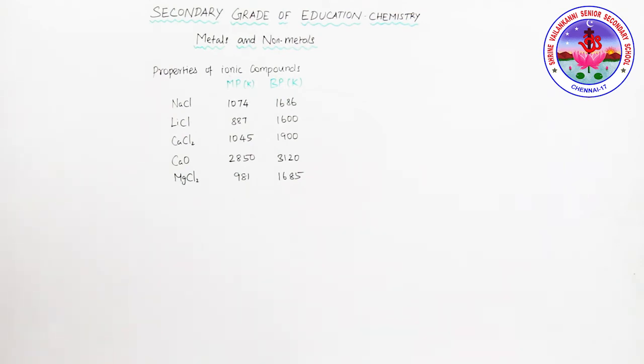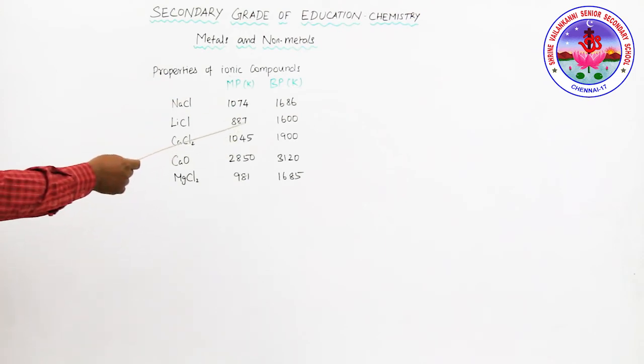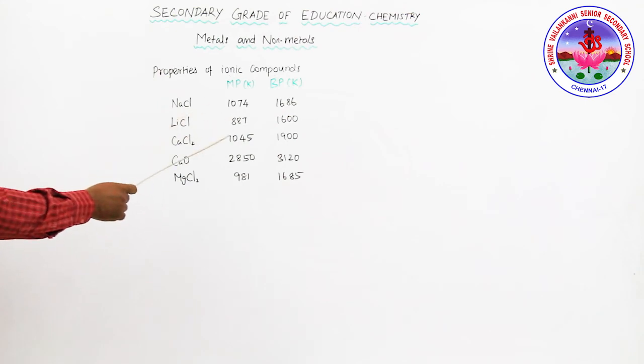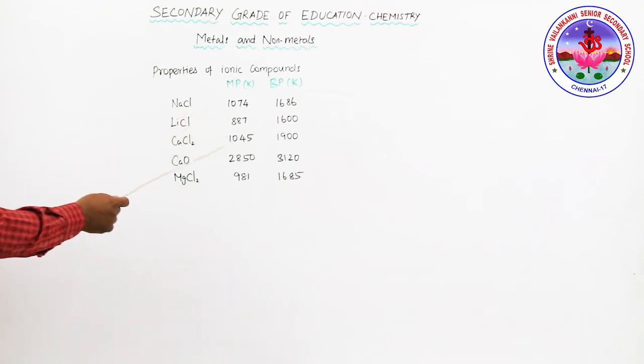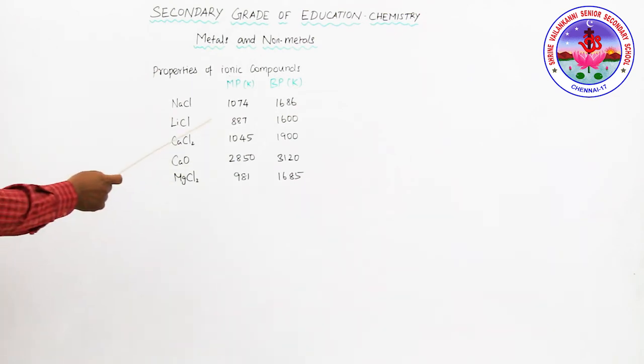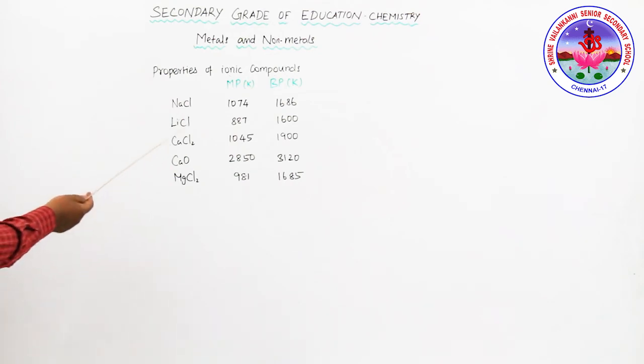Then the melting point and boiling point: ionic compounds have high melting and high boiling points because a considerable amount of energy is required to break the strong interionic attractions. That is why they have high melting and boiling points. Then solubility: usually electrovalent compounds are soluble in water and insoluble in solvents like kerosene and petrol, that is, organic solvents.